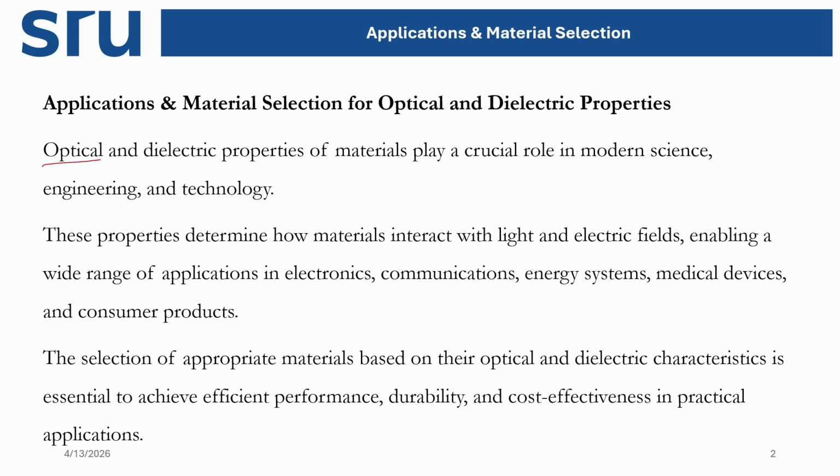So we discussed the optical properties and dielectric properties of materials. Because this is very crucial for modern science, engineering and technology, in this section we'll discuss the applications of these materials, where they are applied, and how we can select materials for the purpose we are going to use them for. It is a very essential criterion, how we select materials for our uses or applications.